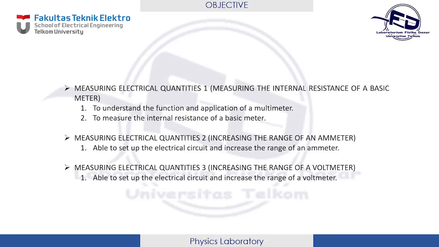Measuring electrical quantities 2. Increasing the range of an ammeter. Able to set up the electrical circuit and increase the range of an ammeter. Measuring electrical quantities 3. Increasing the range of a voltmeter. For the learning objective, able to set up the electrical circuit and increase the range of a voltmeter.